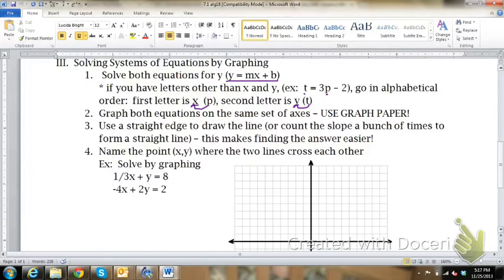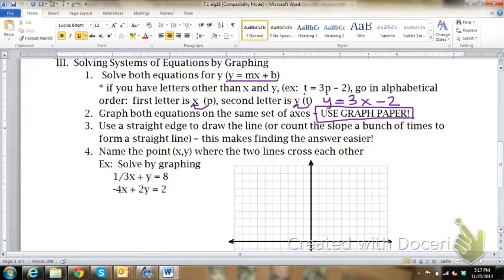So feel free to change them, and I would rewrite this as y equals 3x minus 2. Then it's a whole lot easier to graph. If you don't use graph paper for this section, it's going to be a whole lot harder to find the answers. So please use graph paper.